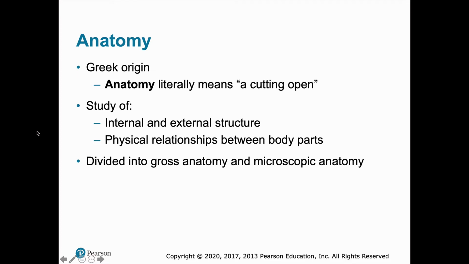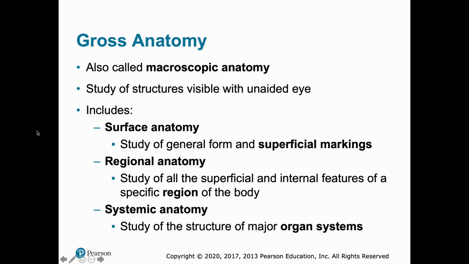It can be divided into two major fields, macroscopic and microscopic. The macroscopic is often referred to as gross anatomy, gross meaning large. So large or macroscopic anatomy and microscopic anatomy. Gross anatomy, also called macroscopic anatomy, is the study of structures visible with the unaided eye. It includes many subfields, several listed here: surface anatomy, the general form and superficial markings on the human body; regional anatomy, the study of superficial and internal features of specific regions of the body.